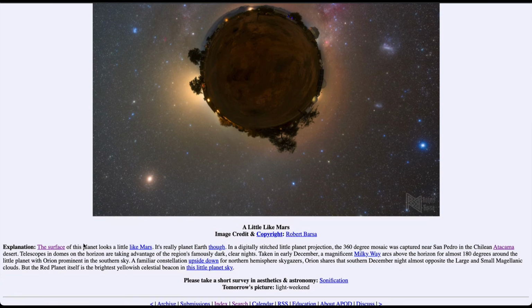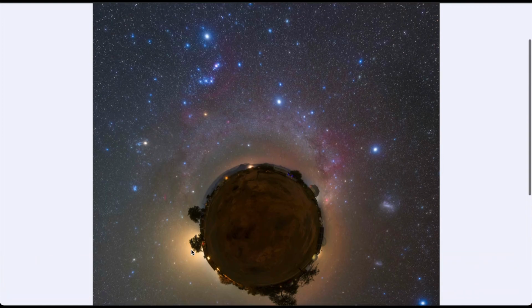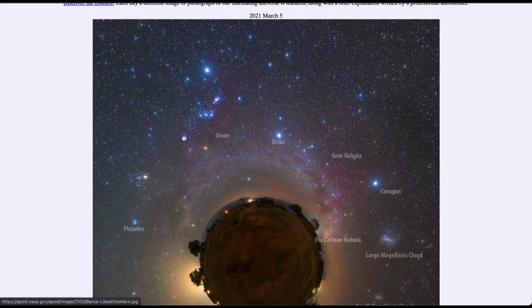They actually refer to Mars in the description. I'm not quite sure why. I was kind of hoping there might be some animals, but even though there are no animals, they did something very cool. They've annotated this. So look, there's Orion, and since this is in Chile, where one of these major observatories is located, you can actually see one of the domes there.